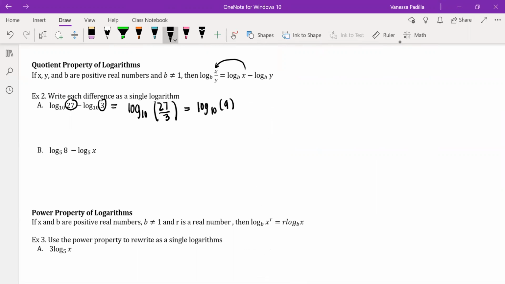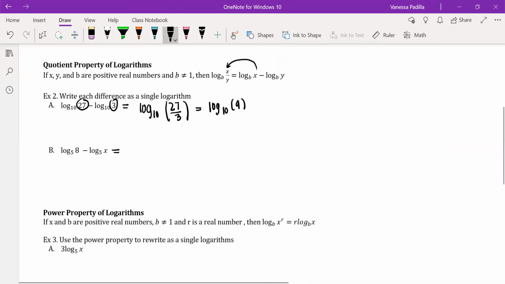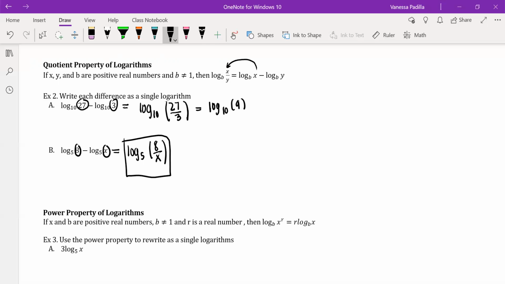And that gives you 9 because 27 divided by 3 is 9. All right, and then you always want to see, can you simplify that single logarithm, which you can't in this case. All right, the next one, same thing, we have log base 5, so you're going to write it as log base 5. And since it's subtracting 2 logs, you're going to divide 8 by x. And you can actually simplify that, so that would be your answer.